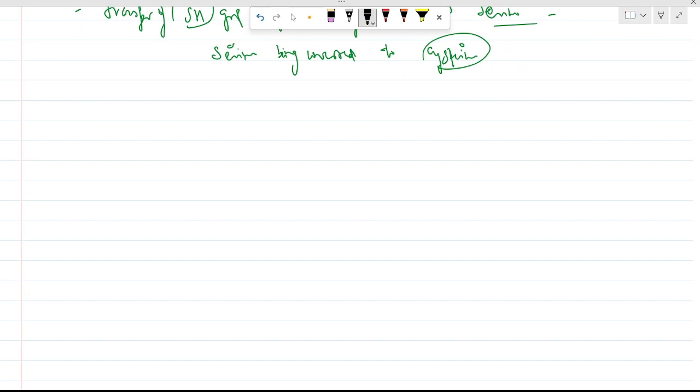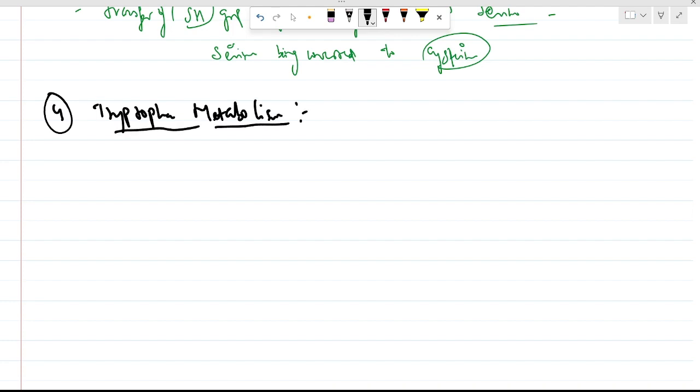Next, we are going to see the all important tryptophan metabolism, perhaps one of the most important metabolisms in the amino acid metabolism section. Tryptophan metabolism, PLP is required. How? We are going to see.